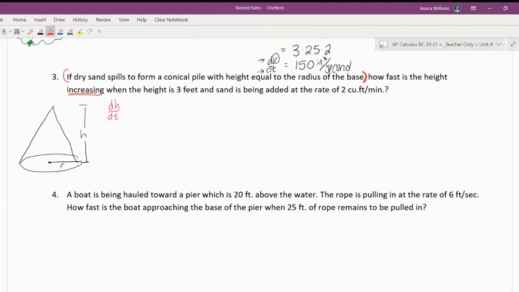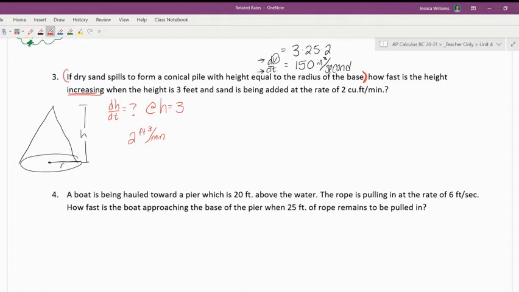How do I know it's dt? Because things change over time. If they wanted something more specific, they'd have to say. So that's what I'm looking for. And they want it at the instant in time that the height is 3. Oh, and also I have this 2 cubic feet per minute. They say that's how fast sand is being added, and that's great.